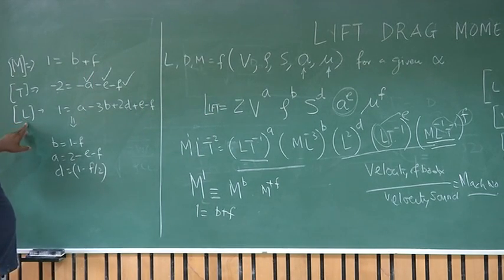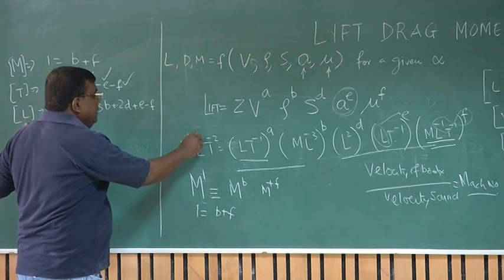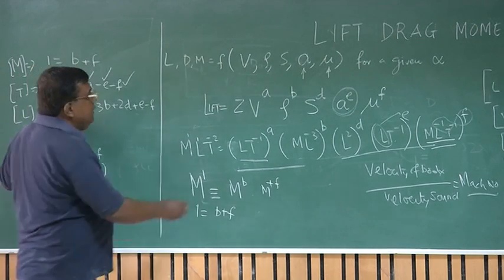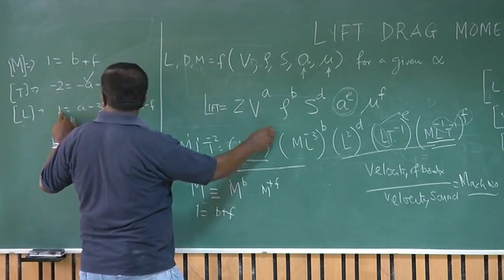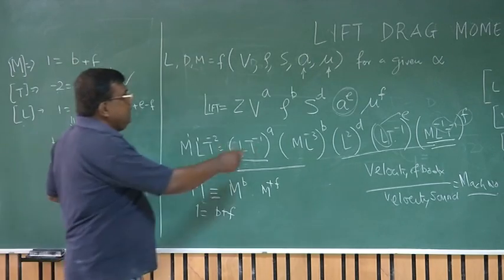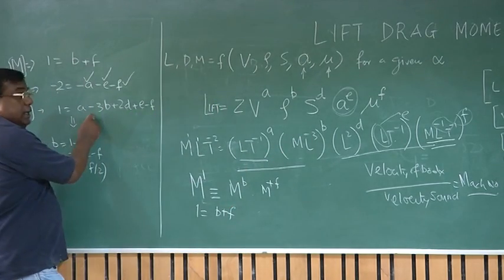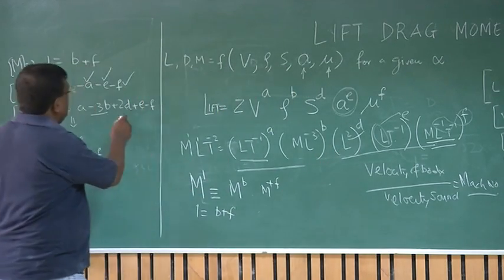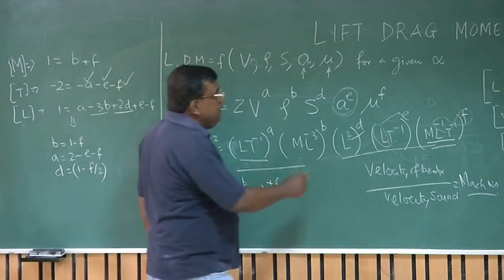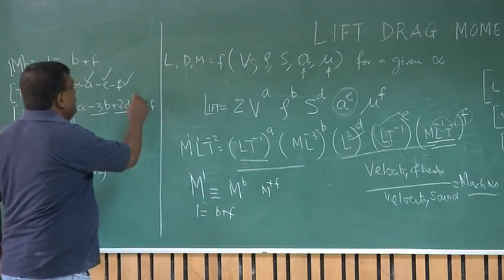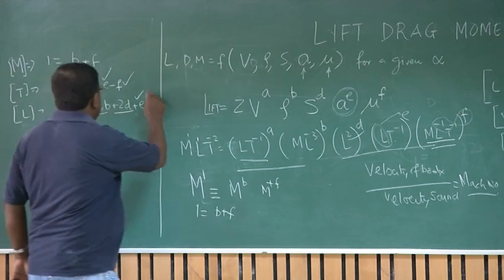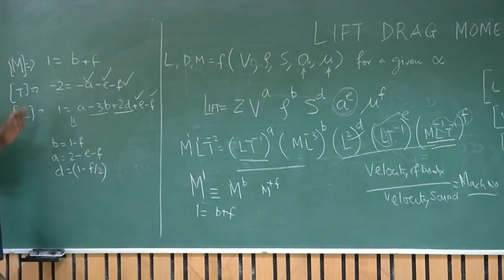If I check the dimension of L, in the left hand side, the exponent part, I am comparing the exponent, is L to the power 1, so 1 is here. If I come here, L to the power a, so a is here. If I come here, it is minus 3b, you could see minus 3b is here. If I come here, 2d, so you could see 2d is here. If I come here, it's L to the power e, so e is there, and here L to the power minus f, so minus f is there. Correct? This is by comparing the exponent of dimension m, t and L.